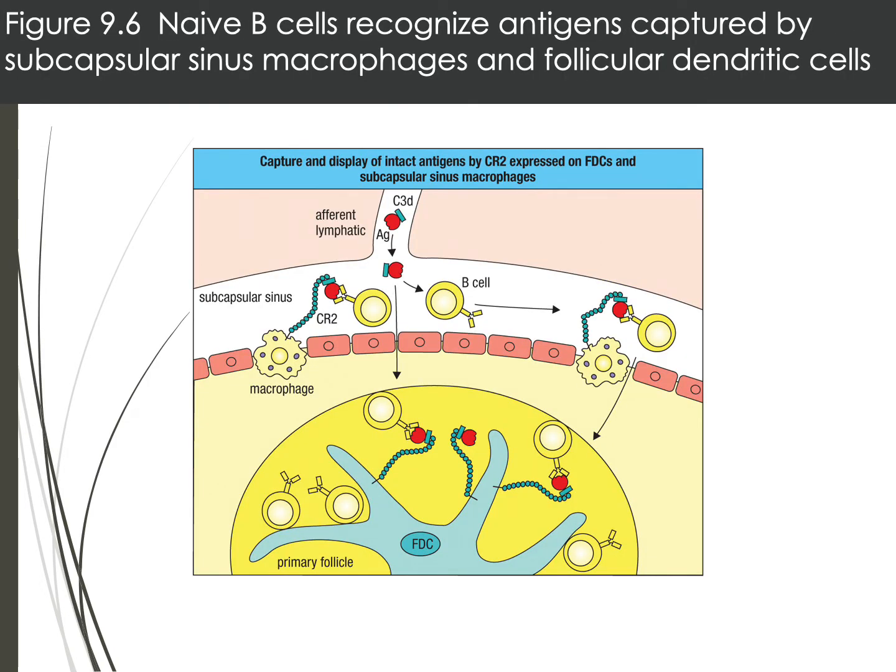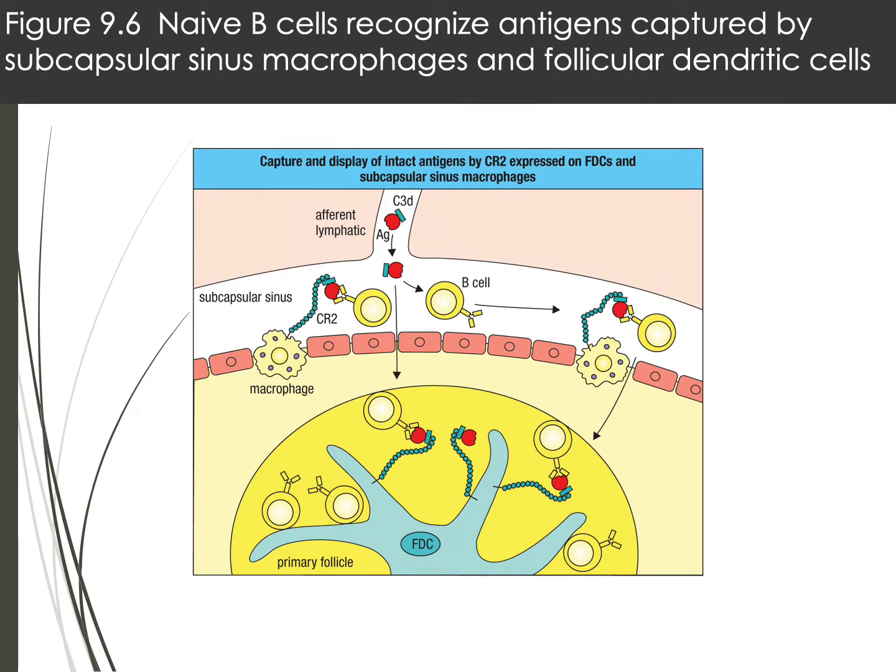So these naive B cells can also interact with antigen as they're entering into secondary lymphatic organs. There will be macrophages that have taken up antigen, and they can show that to the B cell, and the B cell could respond to it if it recognizes it. So if the B cell receptor recognizes it, they can become activated in that way. They can also enter into the follicle, and if there's a follicular dendritic cell that has antigen to show, again, the B cell could interact with that.